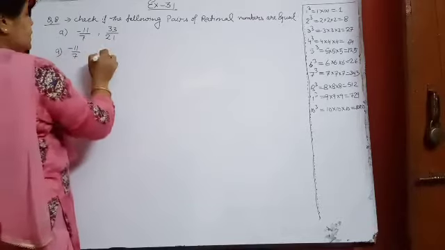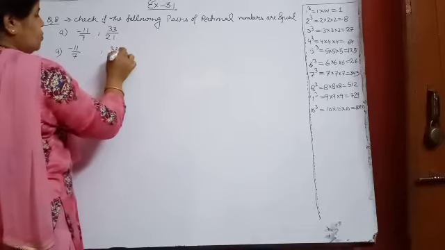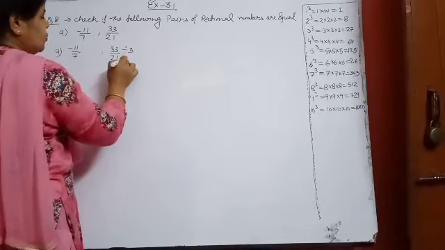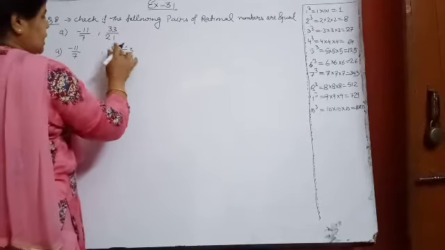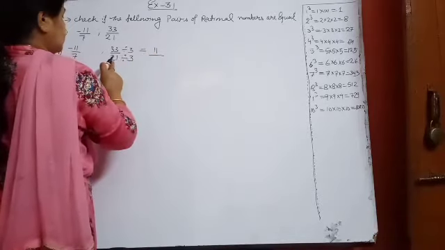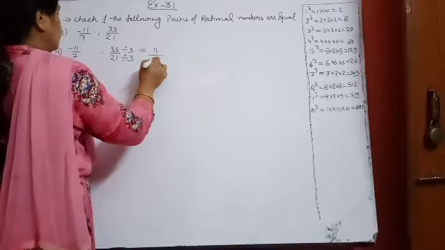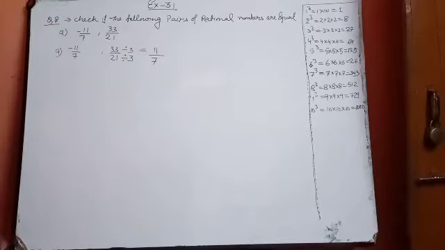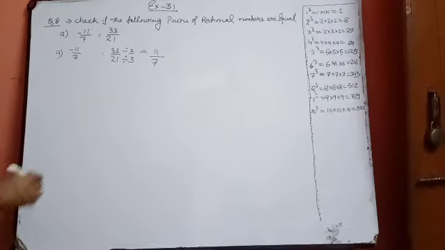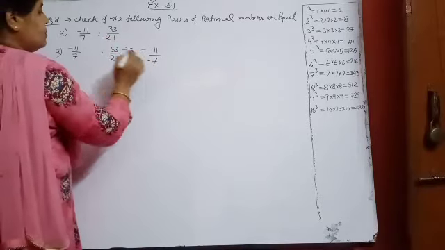Now we will check 33 upon 21. You can see that 33 and 21 are both divisible by 3. If I divide 33 by 3, what will come? 11. If I divide 21 by 3, it will come 7, since 3 sevens are 21. It was minus 21, so it will be minus 7.